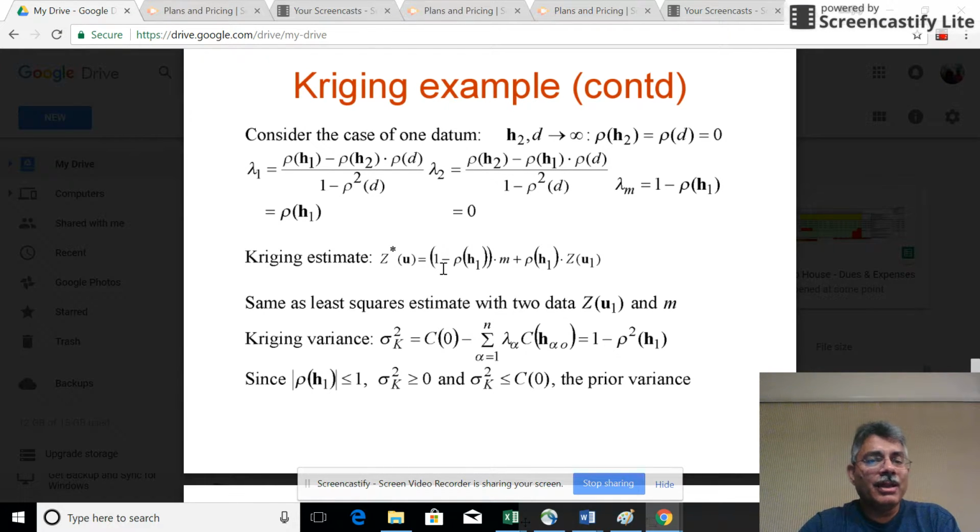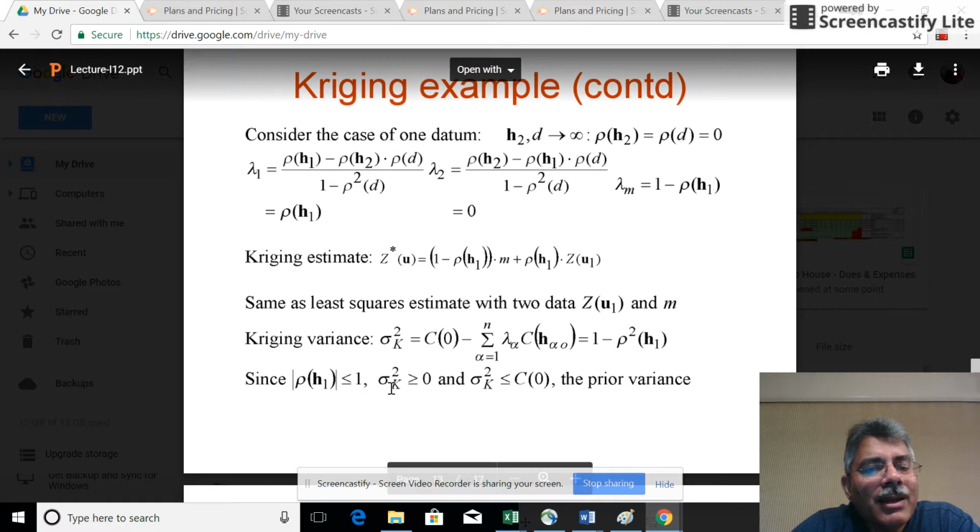The information in your second piece of data is weighted by the mean, the correlation between the data and the unknown, which is exactly like in linear regression. So the earlier point that I made, that linear regression is nothing but a special case of Kriging where you ignore the data to data interactions. This example, by moving one of the data to infinity, is just proving that.